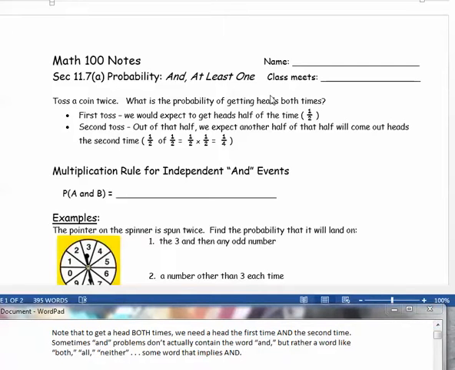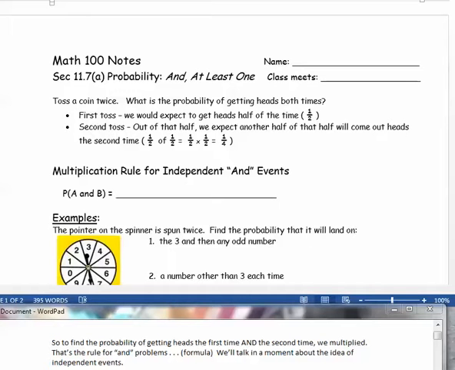Note that to get a head both times, that means we would have to get heads on the first time and heads on the second time. This is an and problem, even though I don't see the word and. Sometimes and problems don't actually contain the word and, but rather a word like both or all or neither, some word that implies and.